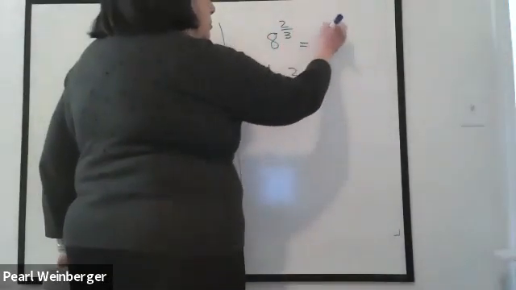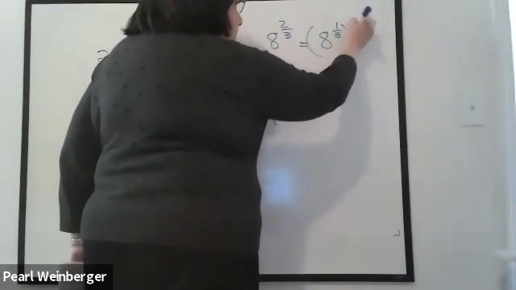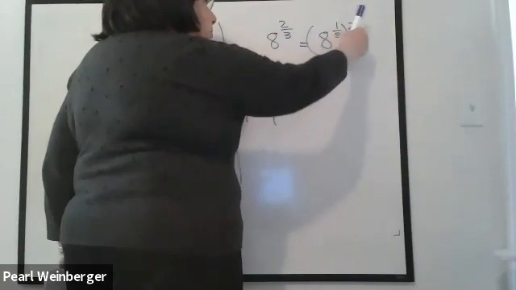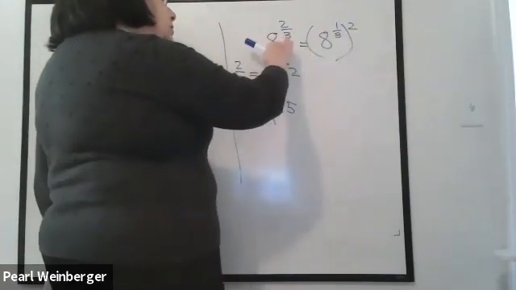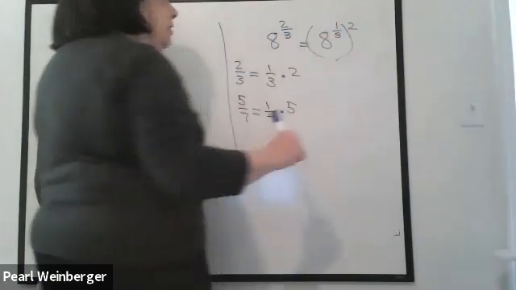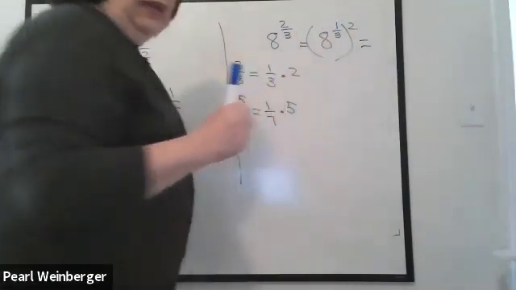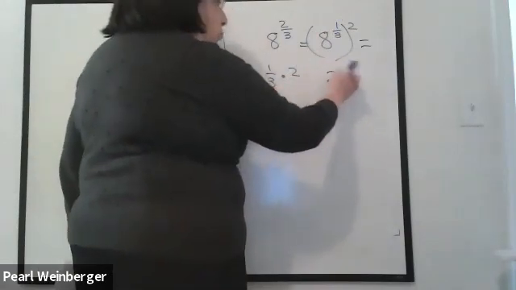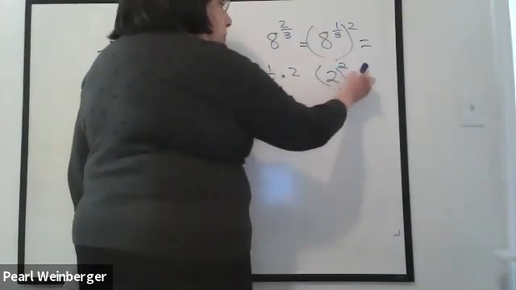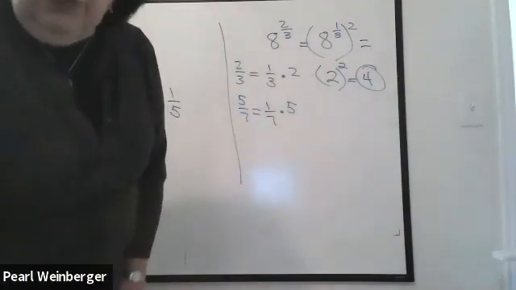8 to the 2/3 is the same thing as saying 8 to the 1/3 to the 2 power. Remember, when you have an exponent with a second exponent, it means that you're multiplying the 2 exponents. So 8 to the 2/3 is a combination of doing 8 to the 1/3 and raising that to the 2 power. Now, 8 to the 1/3 means the cube root of 8, which is 2. And what I have to do with that 2 is raise it to the 2 power. So 2 squared gives me 4. And you are correct. I think that was Dominic who gave me that answer.